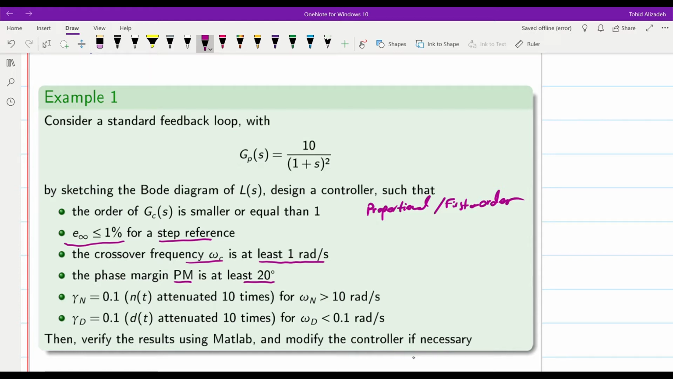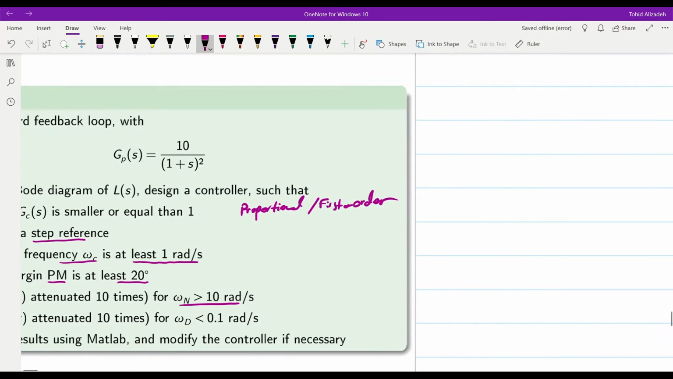And for the noise attenuation, we need to have gamma n equal to 0.1 for frequencies bigger than 10 radian per second, and gamma d should be equal to 0.1 for frequencies smaller than 0.1 radian per second for the disturbance rejection. And then we will verify it using MATLAB to see whether the controller that we have designed is satisfactory or not.